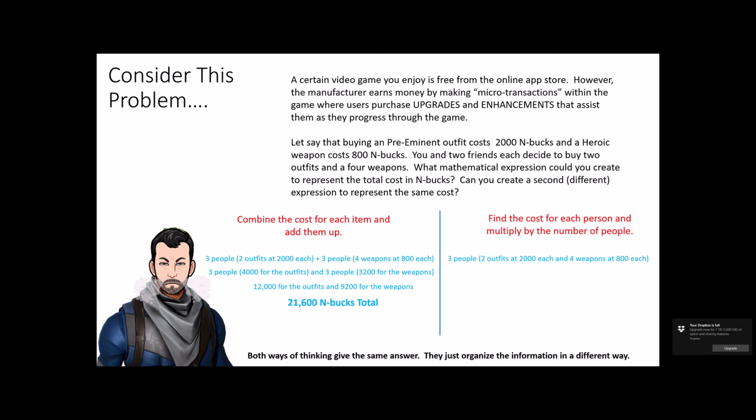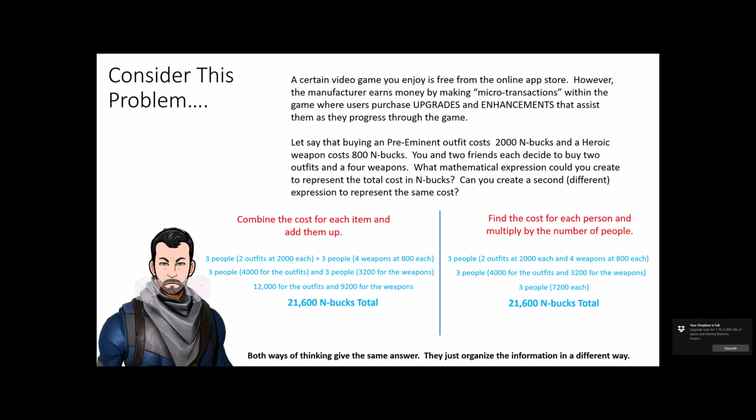The other group of students usually do something more like this. We have 3 people, and the 3 people each buy 2 outfits at 2,000 in bucks each, and 4 weapons at 800 in bucks each. Notice we have 3 people, and each of the persons is buying all of this. So, for the 3 people, each of them spends 4,000 on outfits, and each of them spends 3,200 on weapons. Or, in other words, each of the 3 people spends $7,200 for a total of 21,600 in bucks.